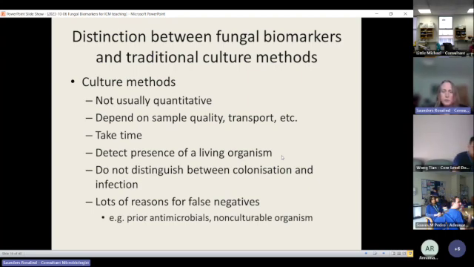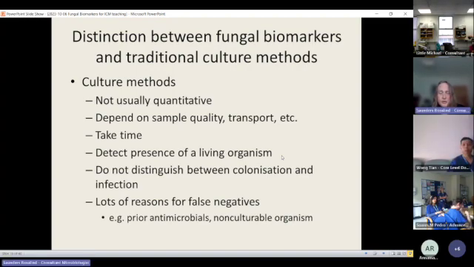Okay, how good was the sample? How much sample was there? How long has it been sitting around waiting for transport between sites? The culture methods, of course, as we've said, take a decent amount of time, whereas the biomarkers can be done fairly quickly, although, as you have seen later, need to be batched. Culture methods, your organism has to be living and viable, whereas biomarkers can detect organisms that are no longer viable.